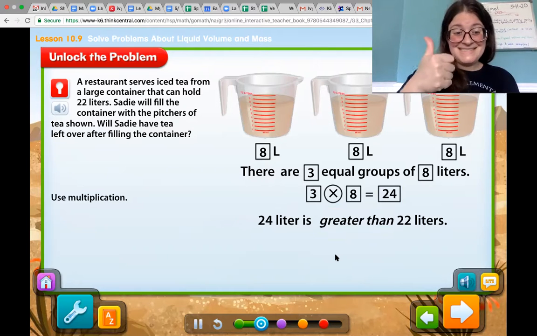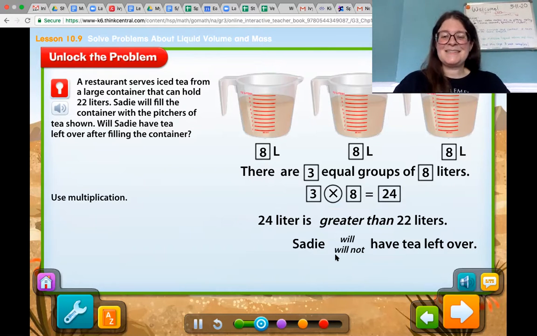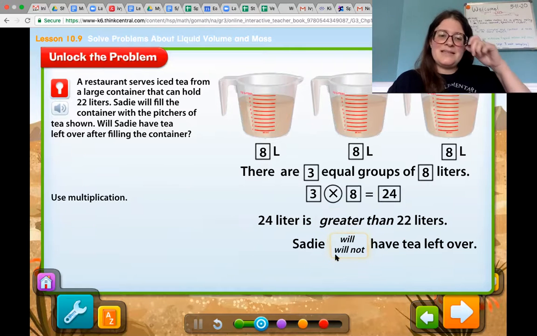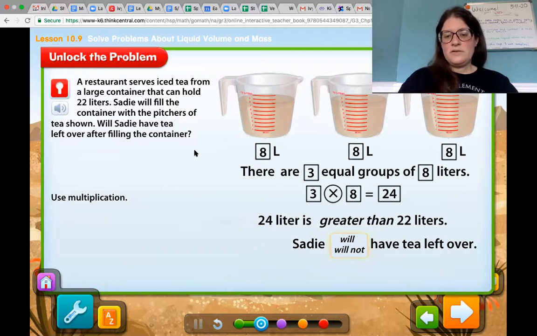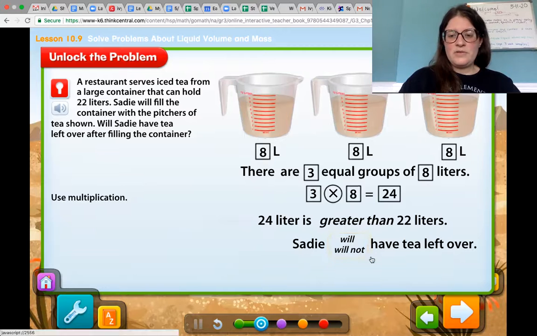It's greater than 22 liters. Will Sadie have tea left over? So, on a complicated question like this, it's easy to forget what they were asking you in the first place. You did all this work to figure out how much liquid was there, and now you have to figure out, does she have any tea left over after filling the container? So I want you to think about it. There's 24 liters here. Will she have tea left over or will she not? Pause and think.